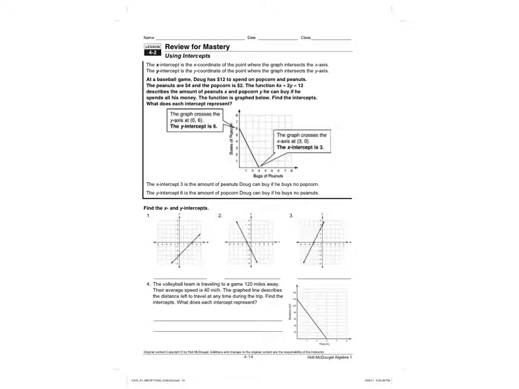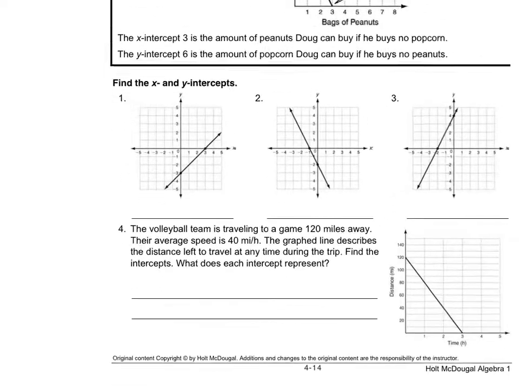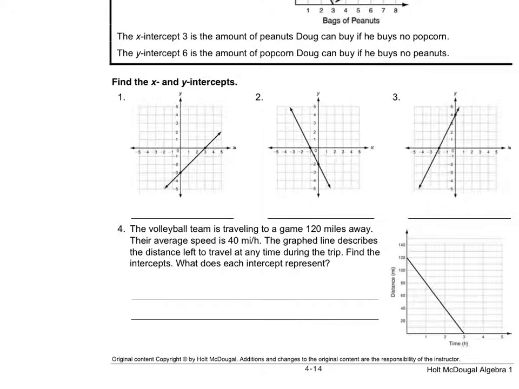The other lesson that's on the quiz is lesson 4.2. This is where we learn how to find the intercepts of our functions. Now, you will be given a picture of a graph. All you need to do is find the point where the line crosses the x-axis. That will be your x-intercept. Find the point where it crosses the y-axis. That will be your y-intercept. You will also have a word problem on the test from this lesson.